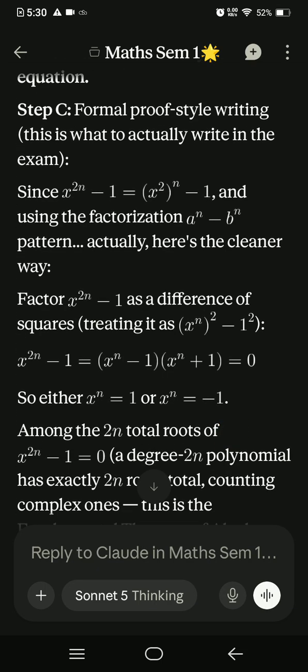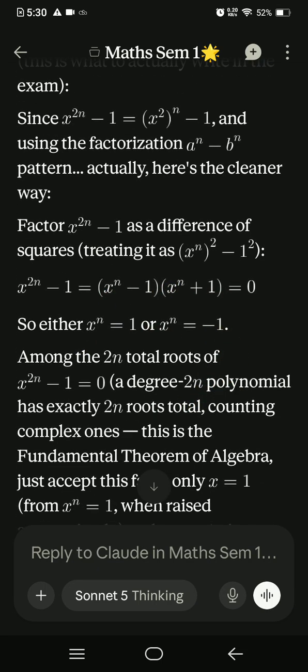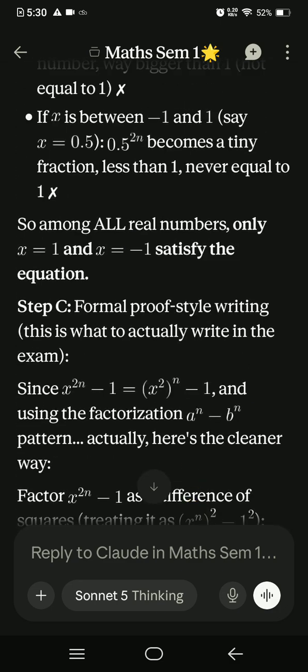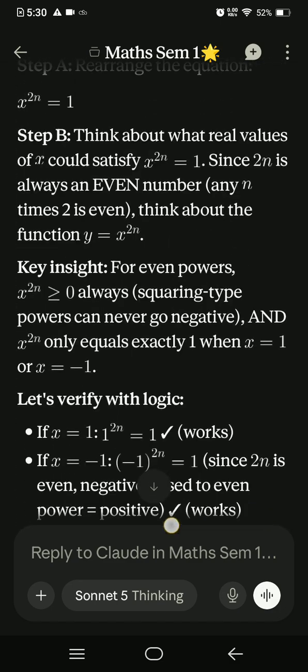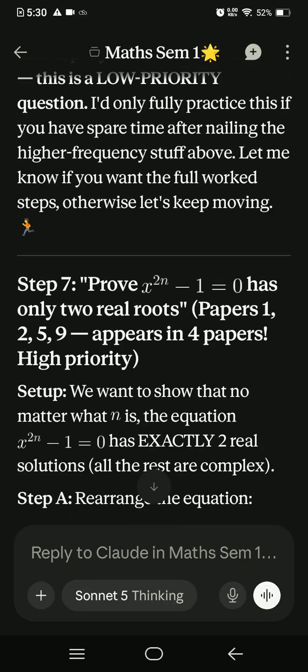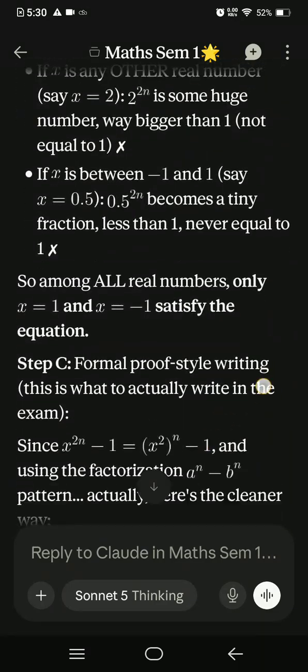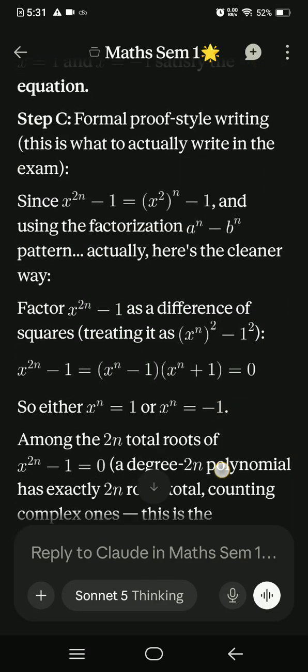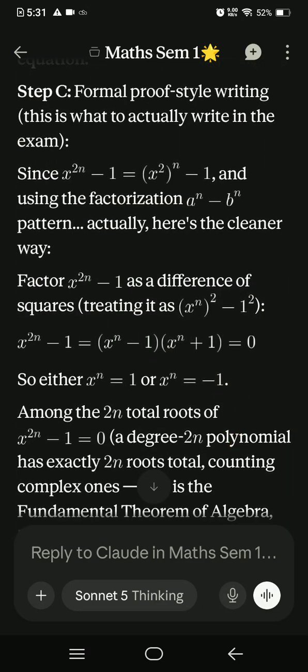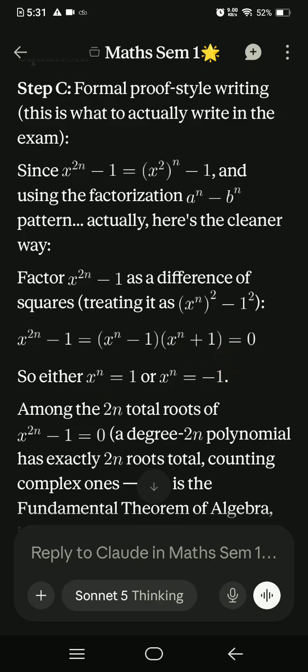So either this is 1 or this is minus 1. But what did we need to show? We needed to prove that this equation has only 2 real roots. So now this equation has 2 roots amongst the 2n.